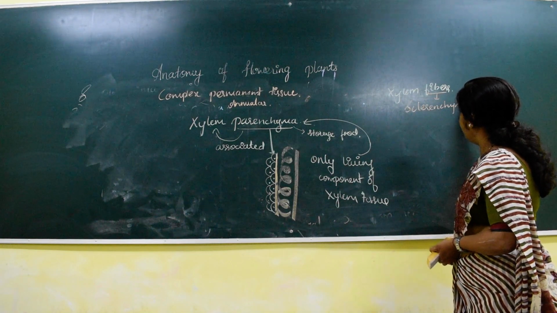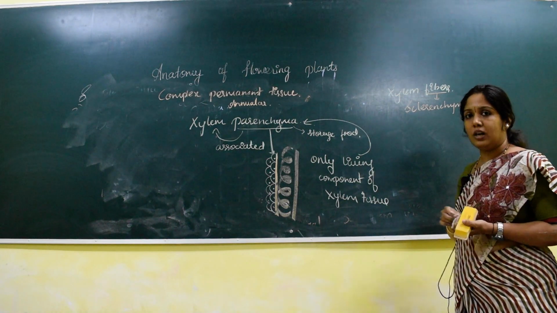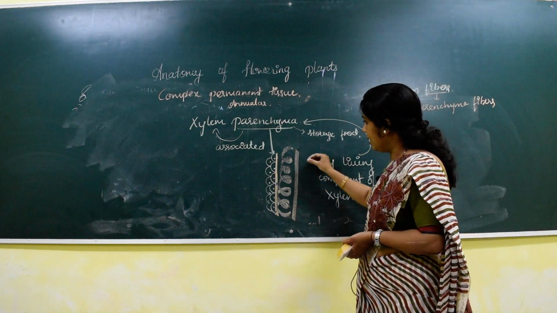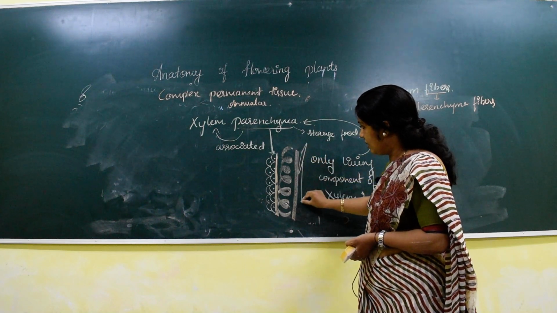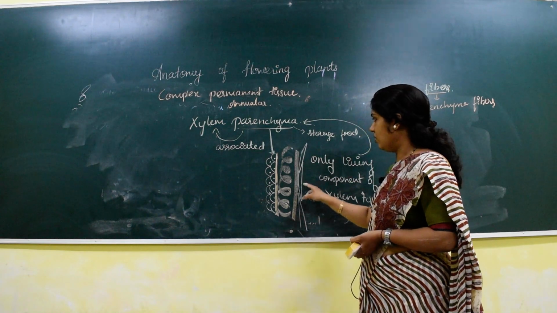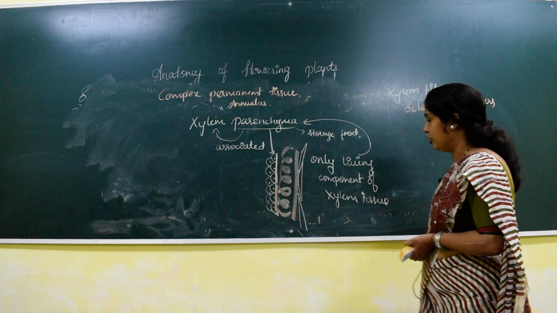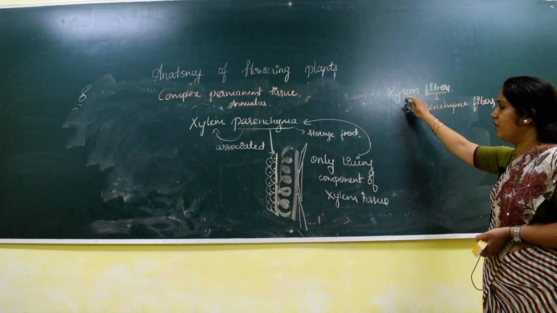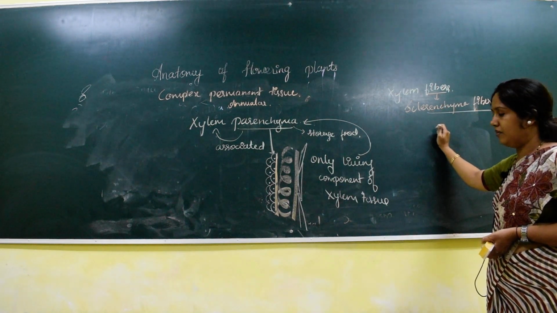The sclerenchyma fibers which are associated with the xylem tissue are called sclerenchyma fibers, or you can say xylem fibers. Understood? Now let us consider this as xylem fibers, which is associated with the xylem tissue. So the sclerenchyma fibers which are closely associated with the xylem tissue are called xylem fibers.